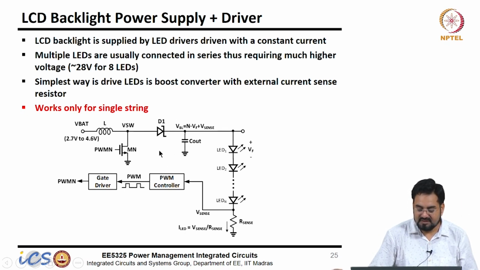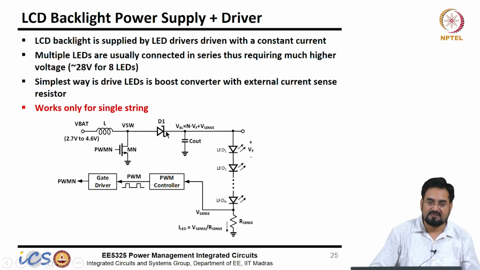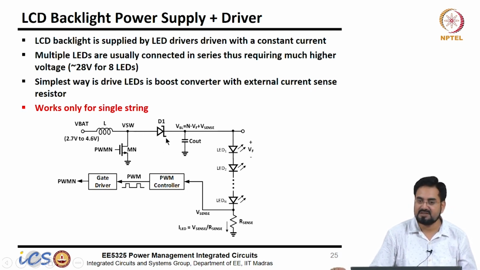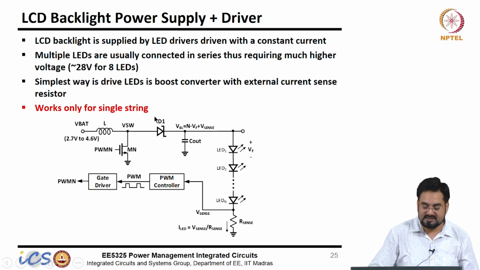Most of the time, in the process we use, it is a high voltage process, and we mostly get high voltage NMOS but not PMOS. So, for the high side FET, we put a diode, so it becomes a non-synchronous boost. This is a Schottky diode, which is most of the time off chip. So, the on-chip part will be only this MOSFET, which is Mn, and you can regulate this current by having an external current sense resistor.